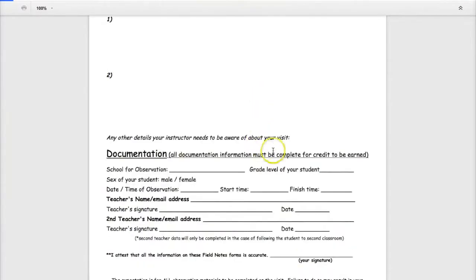Be sure to do your documentation. This is extremely important. What school are you at, the grade level, what's the sex of the student, get the information from the teacher on this visit and their signature and date. If you go to 2 classrooms, you're going to gather it for both teachers. If you go to 1, obviously you're only going to gather it for the first one. Then you're going to sign, seal, and deliver this. You're going to bring it to class completed so that you've got evidence and documentation that you gathered everything you needed to gather on the visit.